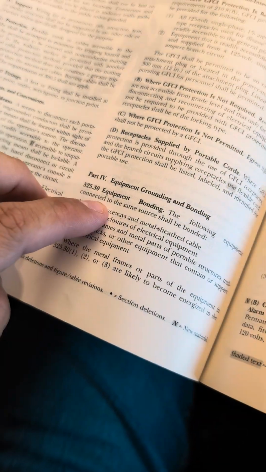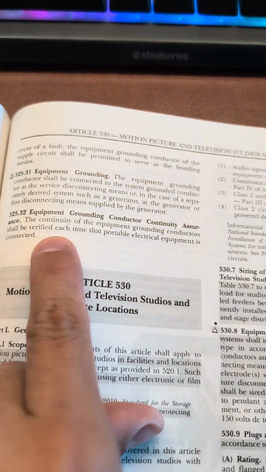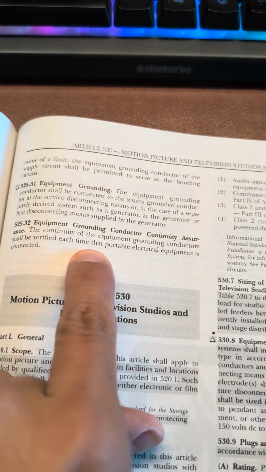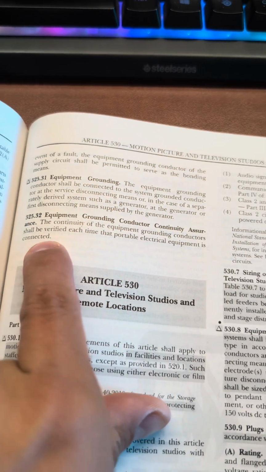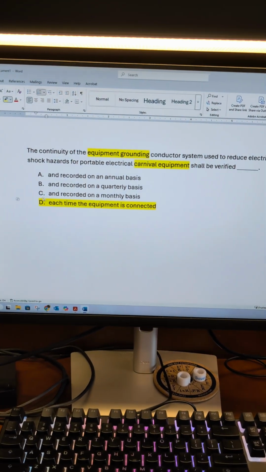So 525.31 and 32: the continuity of the equipment grounding conductor shall be verified each time that the portable electrical equipment is connected. 525.32 had our answer: each time.